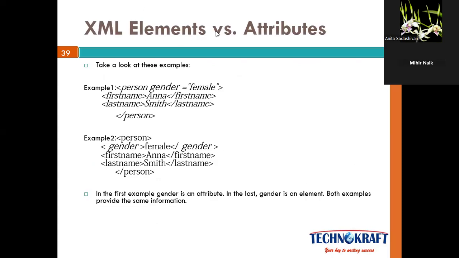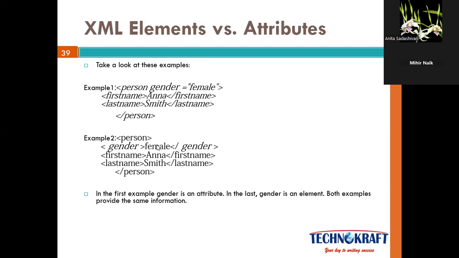XML elements versus attributes. Take a look at these examples. Person gender="female", first name Anna, last name Smith, and then you close it with /person. Then this is the element and this is the attribute.